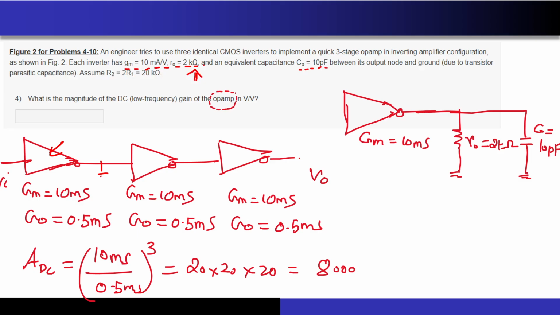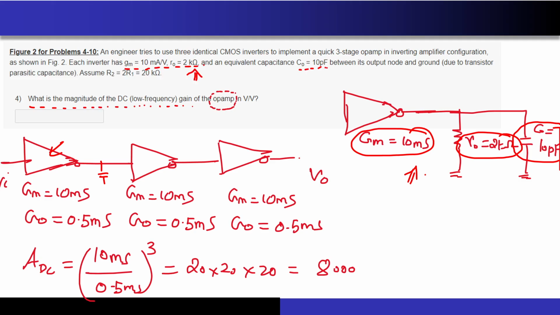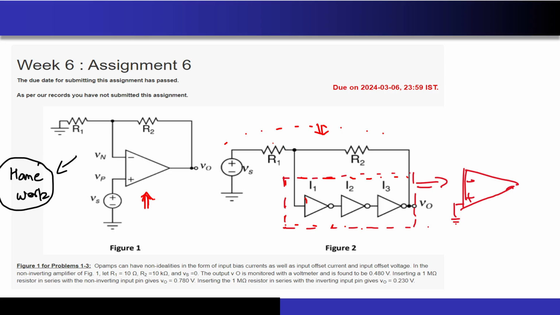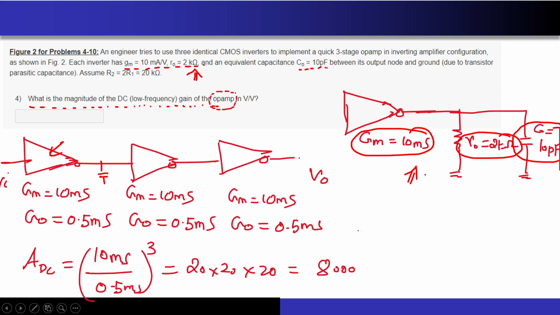So everywhere over here, if you look at one particular stage, this is the GM of the circuit, this is the R0 of the particular stage, and this is the load capacitance. So this is just one stage. Now there are 3 stages in cascade. What it is asking us is: what is the magnitude of the DC gain of the op-amp? Remember, they are not asking us to calculate the DC gain of this circuit. They are asking us to calculate the DC gain of the op-amp. Op-amp is nothing but only this particular part of the circuit.